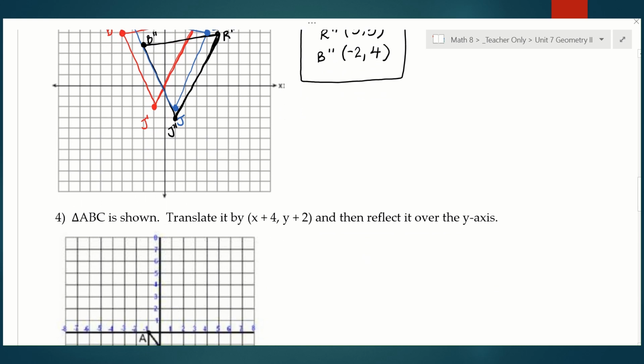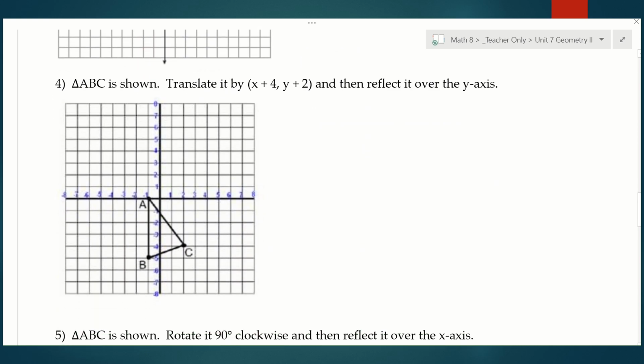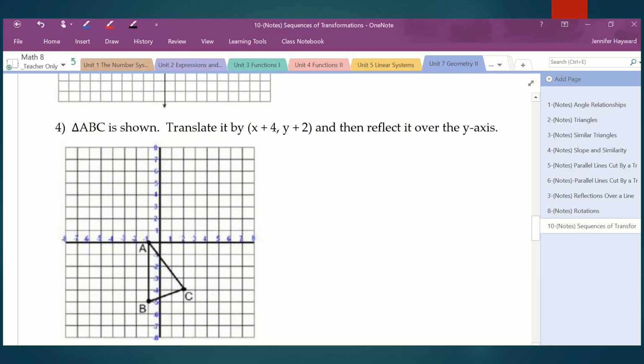Okay, number 4. So this says triangle ABC is shown. Translate it by x plus 4, y plus 2, and then reflect it over the y-axis. Okay, so the only difference here is we don't have to plot our original triangle. They've given that to us already. So we can go ahead and translate to start. Just get a different color here.